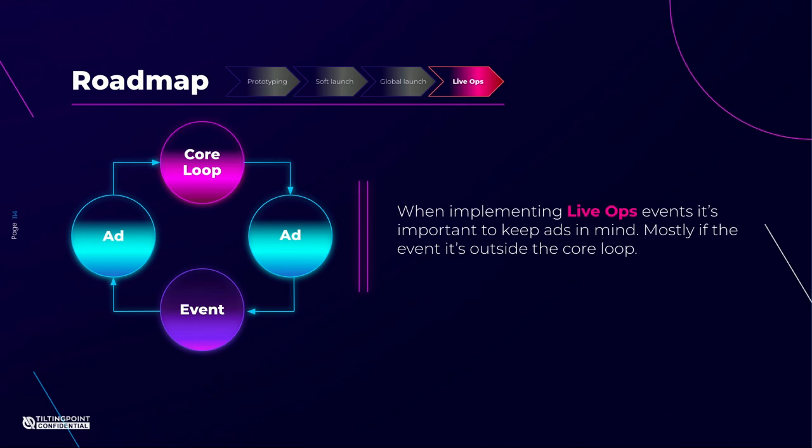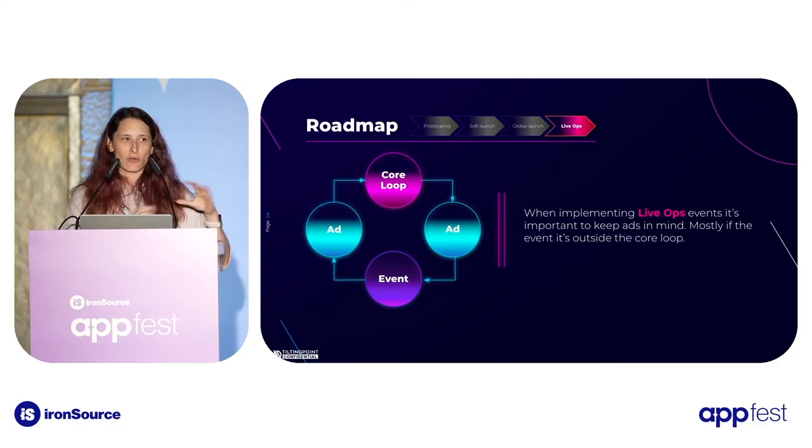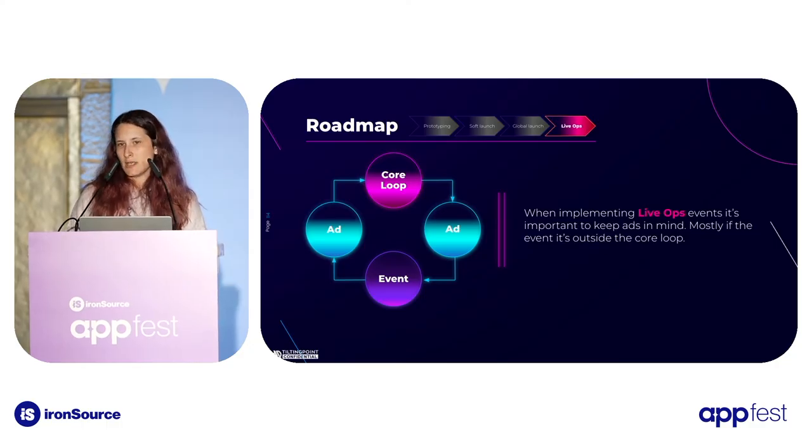And of course, the live operations. Once you are live, sometimes you may come up with an amazing idea, an amazing live event. A player will start playing this secondary event or whatever, and then the core loop disappears and you don't have ads. So it's important that when you are planning these live ops or events, you keep in mind how to implement ad placements so you don't leave those users aside and they can keep participating. They can even be an opportunity to increase your revenues.